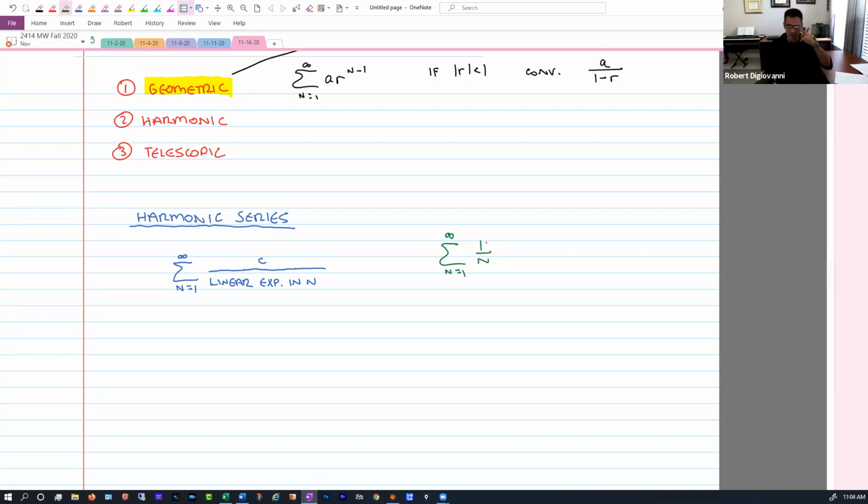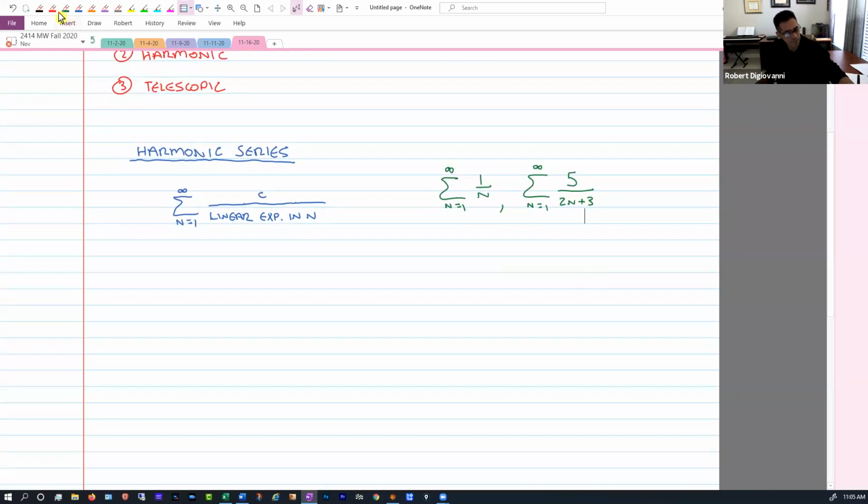Do y'all see that we have a constant on top? 1 over n, and n is linear, n to the first power. Let me give you some more examples. The sum from n equals 1 to infinity of 5 over 2n plus 3. That's harmonic. Constant over linear. If you have constant over quadratic, that is not harmonic. It's got to be constant over linear. And I can keep going with more examples.